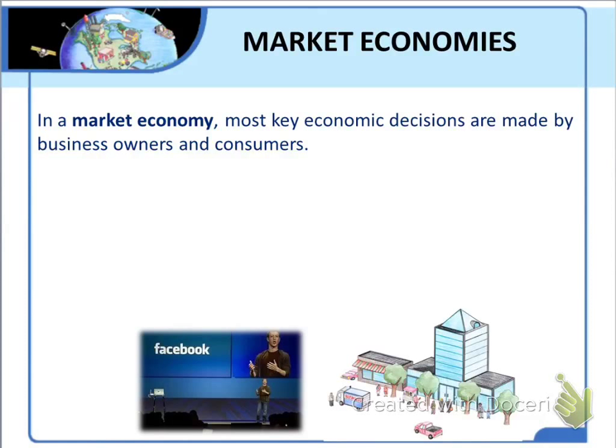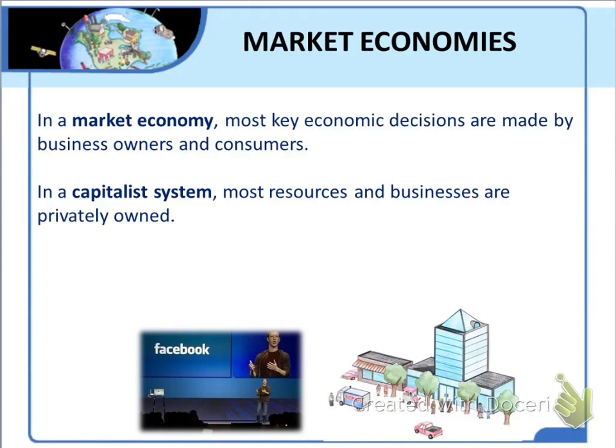In a market economy, most key economic decisions are made by business owners and consumers. Business owners are free to choose what to produce and how to produce it, and businesses sell their products to whoever chooses to buy them. A market economy is under what we call a capitalist system, which means that most resources and businesses are privately owned. That means by individuals and households. Individuals and households can use, rent, or sell the resources that they own. And they own all the productive resources of land, labor, and capital. And they can use them as they see fit, with relatively little governmental interference.